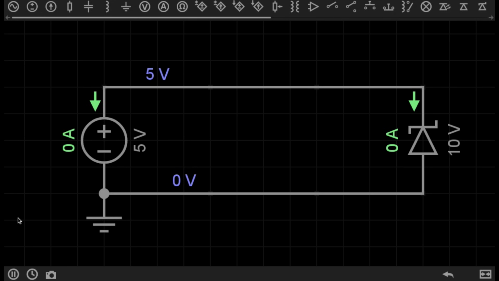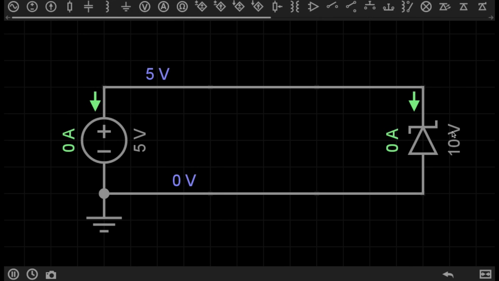In this sense, Zener diodes work exactly like a standard diode, with the exception of one thing. Zener diodes have a specified reverse breakdown voltage, also known as a Zener voltage. And what this means is, if you reverse bias a Zener diode, it will prevent current flowing in a circuit only up to a certain voltage.